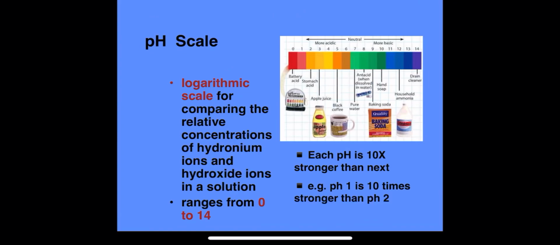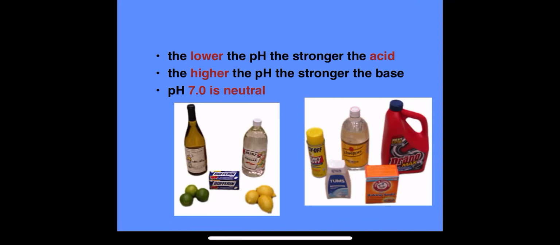As you can see, the most acidic are the battery acid, the stomach acid, apple juice, then black coffee, followed by pH 7 with neutral, then up to pH 10, antacid, hand soap, and baking soda. And from the most basic pH, we have household ammonia and drain cleaner. The lower the pH, the stronger the acid, and the higher the pH, the stronger the base. So pH 7 is neutral.